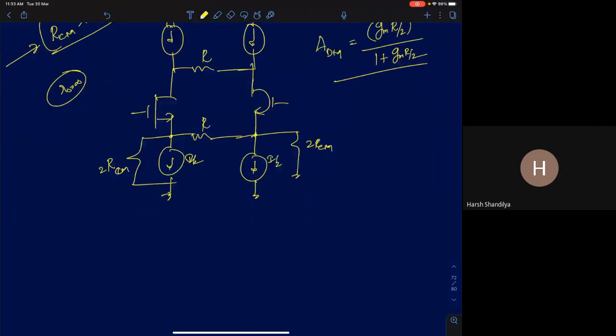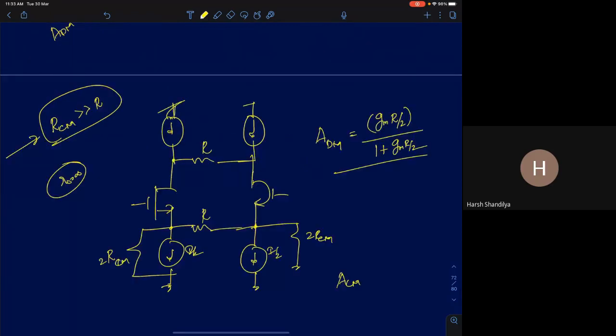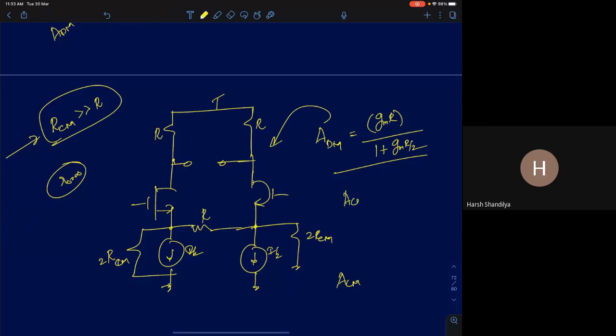What is ACM for the circuit? Let me give you a slightly different structure. Let me add the resistance this way. So this is R, this is R. Now I'll make the modification in ADM. ADM will be GM times R. So this is your ADM for this circuit. Now can you tell me what is ACM for the circuit?